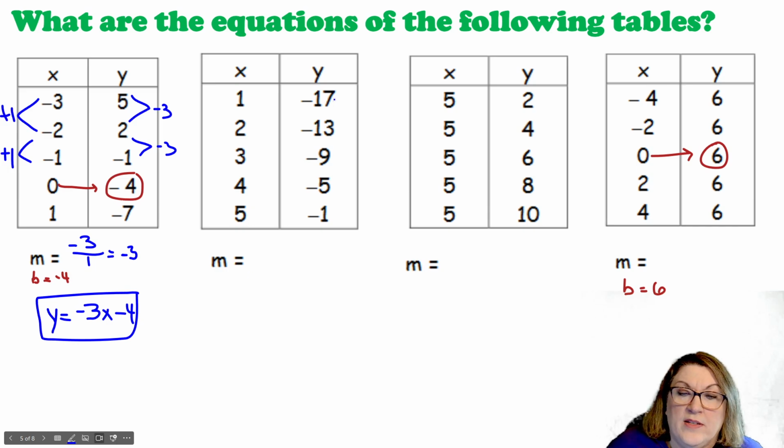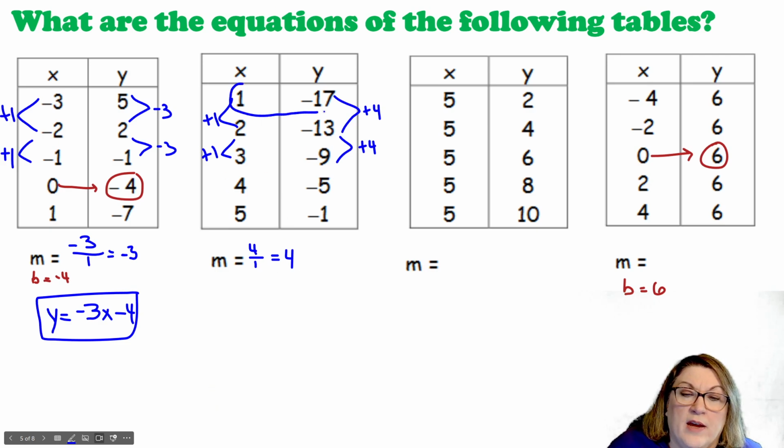This one, the change in y is plus 4 each time. Looks like I'm adding 4 every time to get to the next number. And then on the other side, the change in x is plus 1 each time. So my slope is 4, change in y over change in x. That's going to give me a 4 for the slope. Now that I have the slope, I can use a point. I'm just going to use this point here. You can pick any ordered pair, and I'm going to plug it into the y equals mx plus b equation. Remember, I don't have my b yet, and I need the b in order to write my equation.